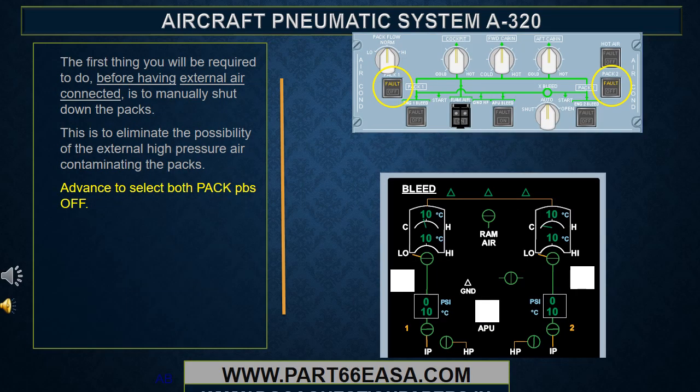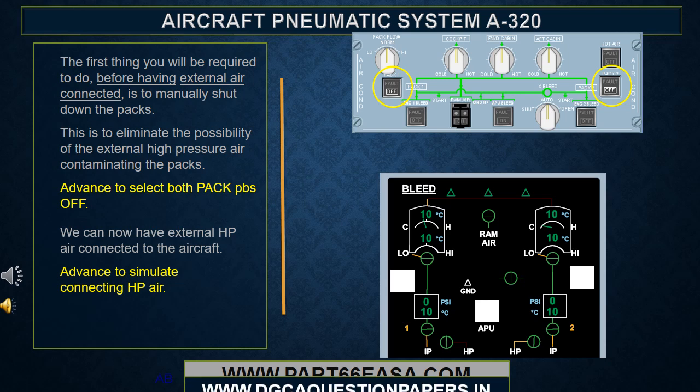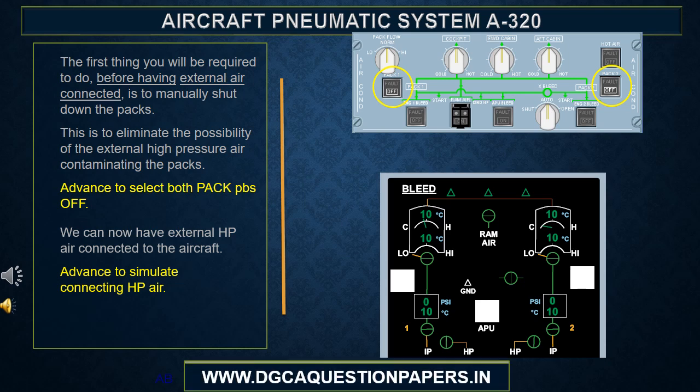The first thing you will be required to do, before having external air connected, is to manually shut down the packs. This is to eliminate the possibility of the external high-pressure air contaminating the packs. Advance to select both pack PBS off. We can now have external high-pressure air connected to the aircraft. Advance to simulate connecting high-pressure air.